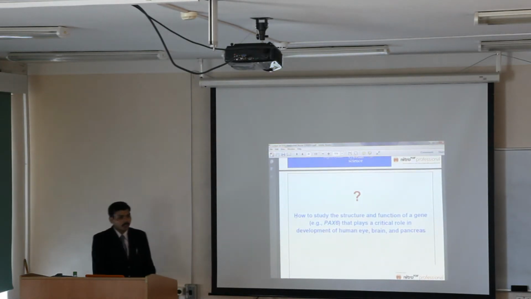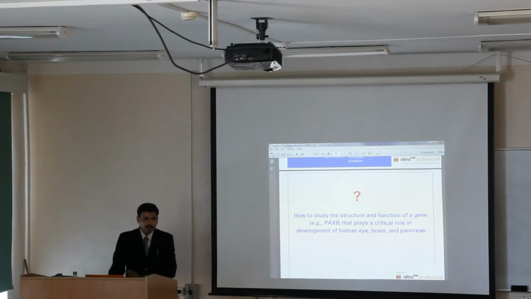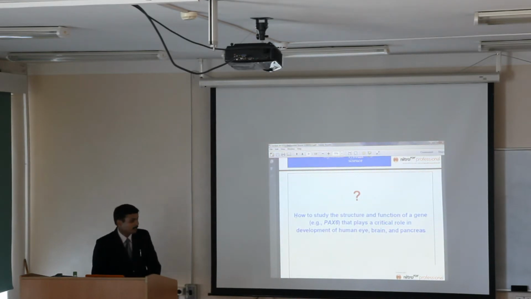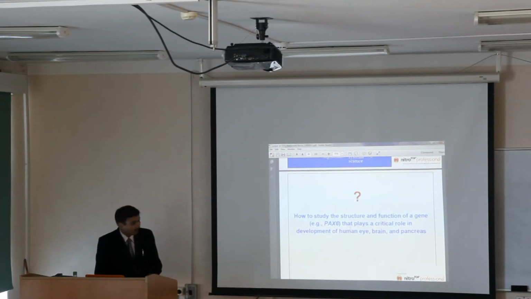Now, the question is how to study the structure and function of a gene like PAX6, which plays a critical role in the development of the human eye, brain, and pancreas.